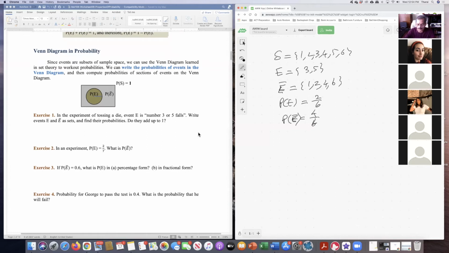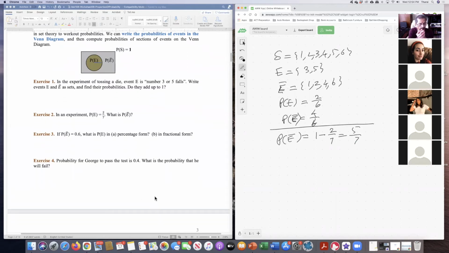Okay, exercise 2 says in an experiment, the probability of E is 2 over 7. What is the probability of E bar? 5 over 7. Simply subtract it from 1. 1 minus 2 over 7 is 5 over 7.